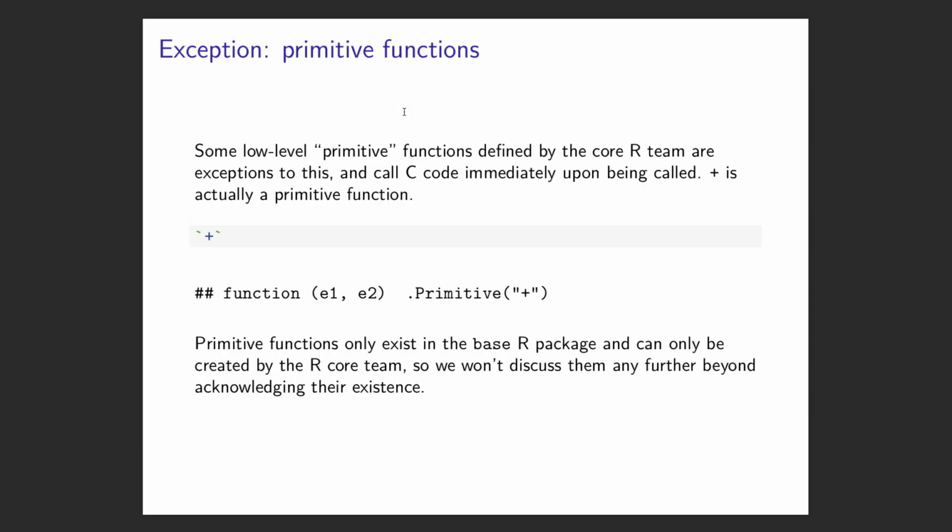One exception to all of this are primitive functions. There are some low-level primitive functions that are defined by the R core team that behave a little bit differently. They call C code immediately. Essentially, they don't have an actual body. They just go straight into C code. Primitive functions only exist in base R. Only the R core team can create or modify those. So we're not really going to talk about them any further because we can't do anything about them.